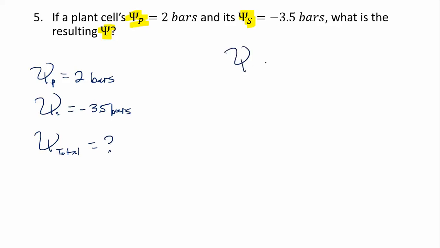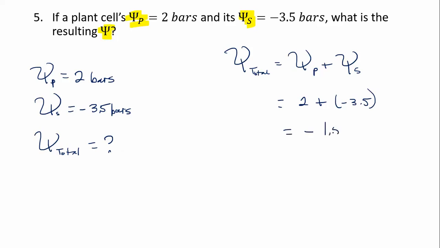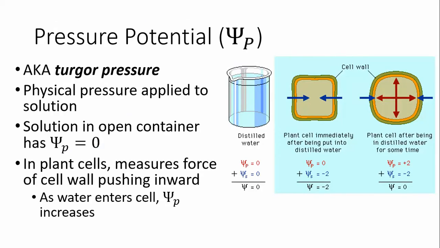Well, we happen to have an equation that will give us this information. It's going to be 2 bars plus negative 3.5 bars, which is going to give you a total water potential of negative 1.5 bars. And there is your answer. Ta-da! Easy peasy.